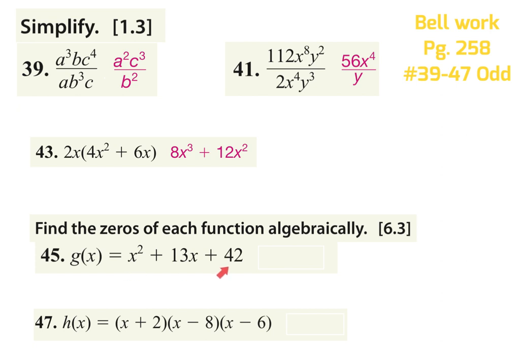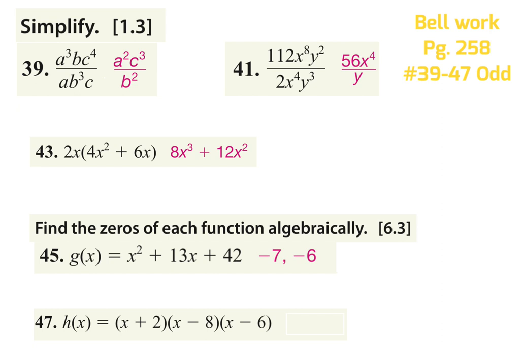So you should have factored this, factors of 42 that add up to 13, set each factor equal to 0. And so you would have gotten x plus 7, x plus 6 as your factors, then set each factor equal to 0. Negative 7 and negative 6 would have been your zeros.